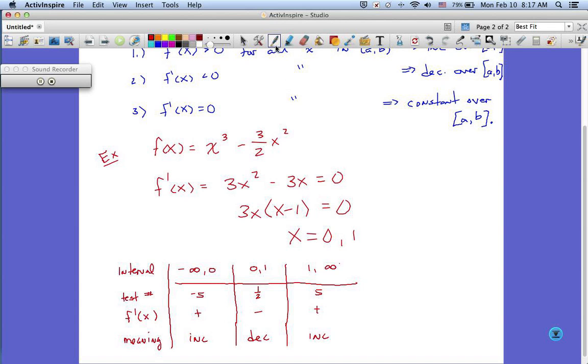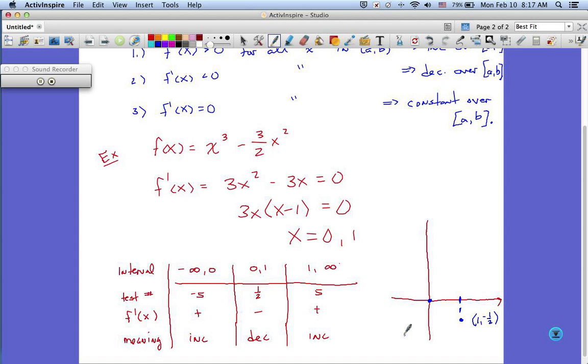So graphically speaking, if I have room for my graph here, critical values at 0 and at 1. Okay? Critical values at 0 and at 1. And we can take this a step further. When I plug in 0, I get 0. When I plug in 1, I get 1 minus 3/2, which is what? Negative 1/2. So that's 1 comma negative 1/2.